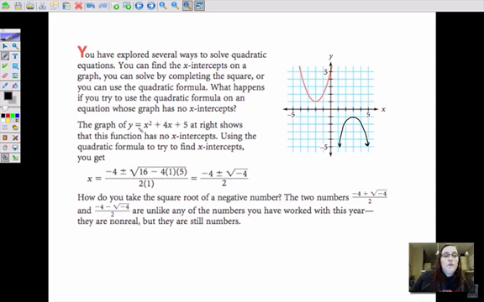So, for example, we've also talked about using the quadratic formula and what happens when you take the square root of a negative number, okay? So we cannot find a real solution, but there is still a solution. So we need to talk about how to write a solution that is not a real solution.